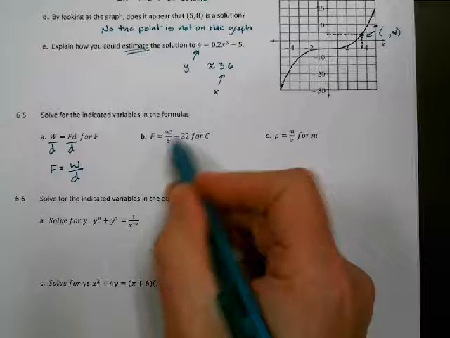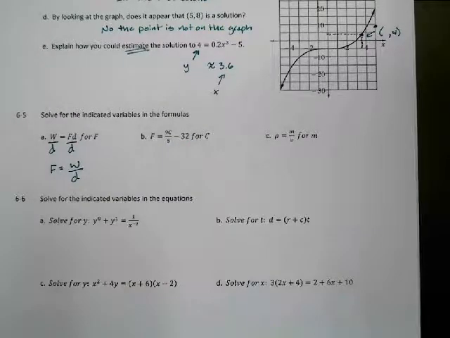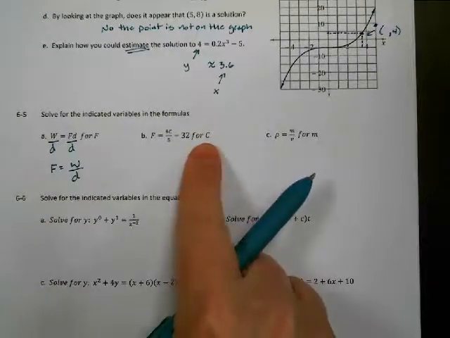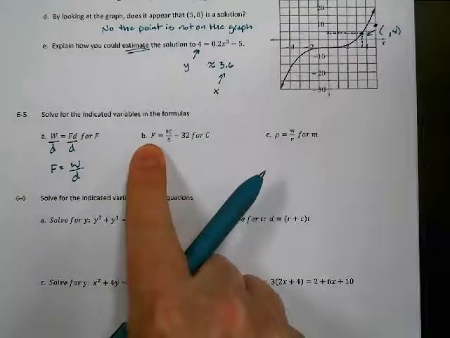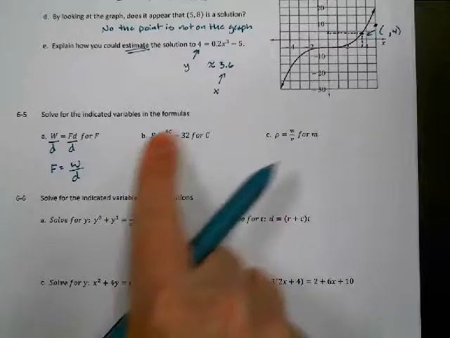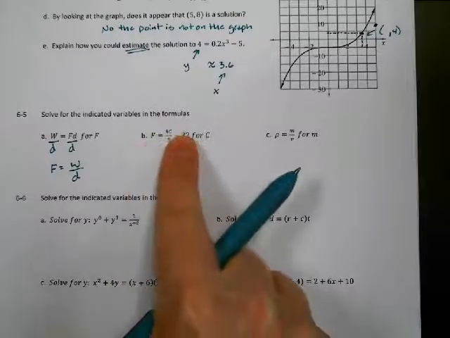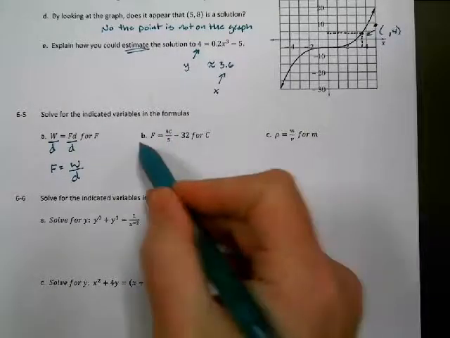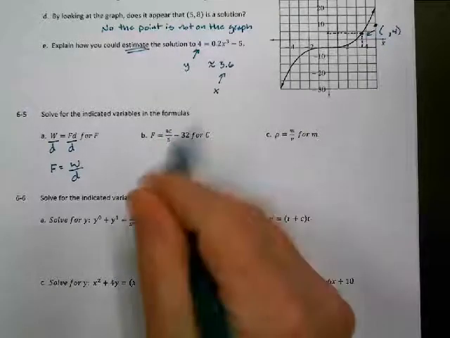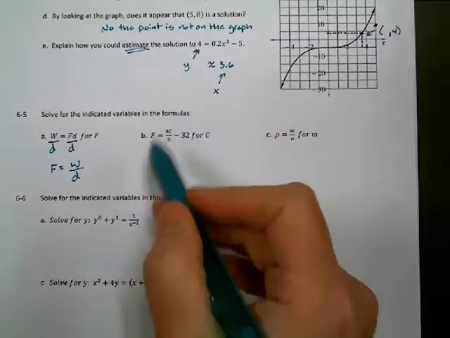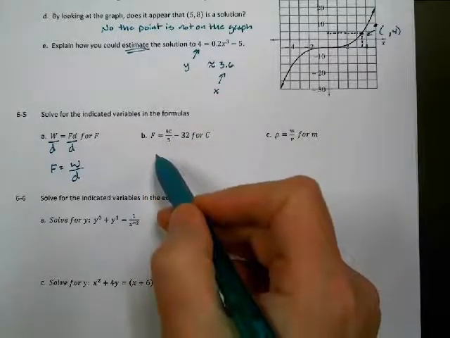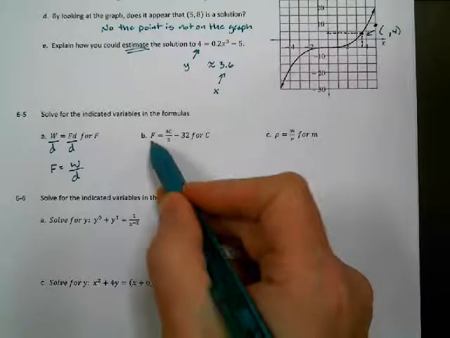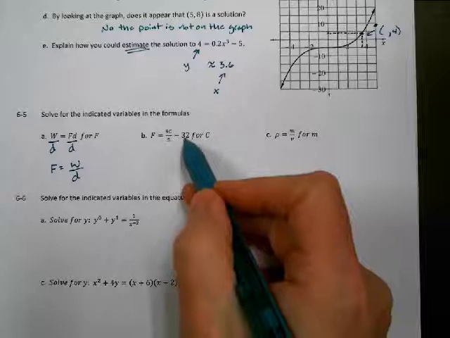But what if we want to solve for Celsius instead of solving for Fahrenheit? Well, we need to start undoing things. Now, you could multiply by 5 first. But if you do that, remember, you can't pick and choose what you multiply by 5. So you'd have to multiply Fahrenheit by 5 and 32 by 5 and this by 5. So instead of doing that, I'm going to add 32 to both sides first.